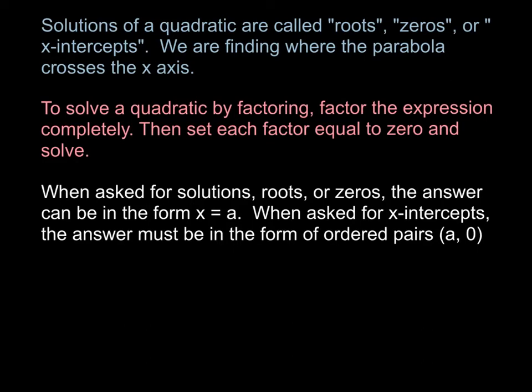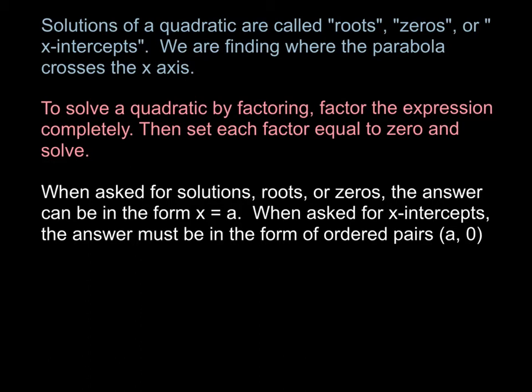Okay, so moving on with the real math now. I have some stuff you probably want to write into your notes. Solutions of a quadratic are called roots or zeros or x-intercepts. They can be called all of those things. Solutions, roots, zeros, or x-intercepts. It all means the exact same thing. And that all is where the parabola crosses the x-axis.